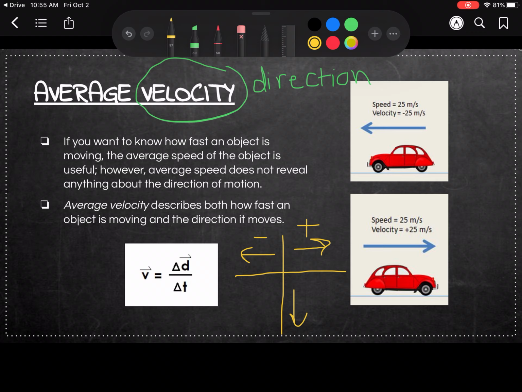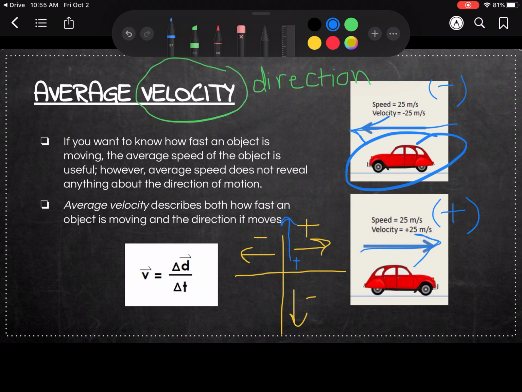Down is negative and up is positive as well. Okay, so see that this car right here, it's going to the left. So if it's going to the left, it's got a negative direction. This one's going to the right, so if we look at our coordinates, yeah, it's going in the positive direction.